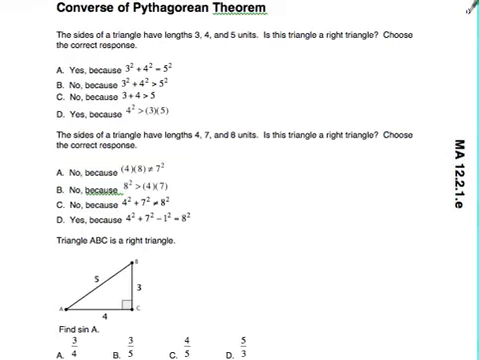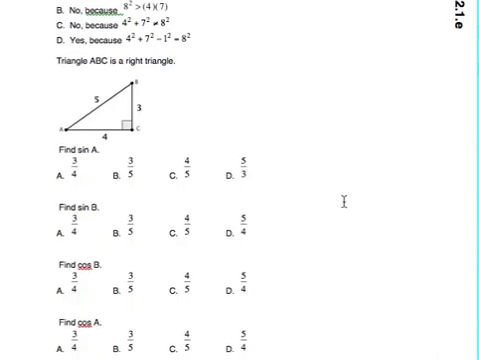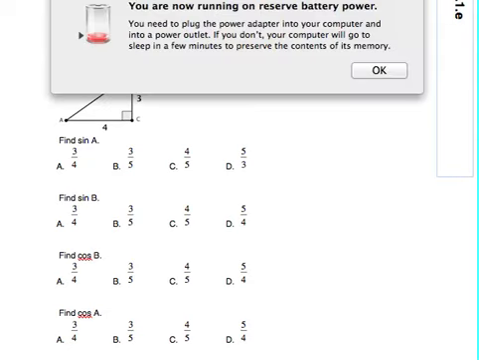Okay, so now we've got some sine problems right here. So let's go ahead and start with the next one. It says triangle ABC is a right triangle. Find the sine of A. Now once again, if you forget, remember you've got the sine, cosine, and tangent on your sheet. So what is the sine of A?